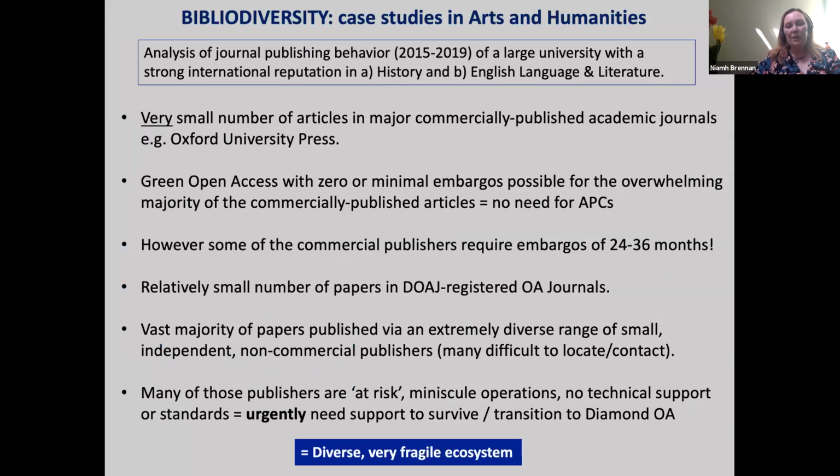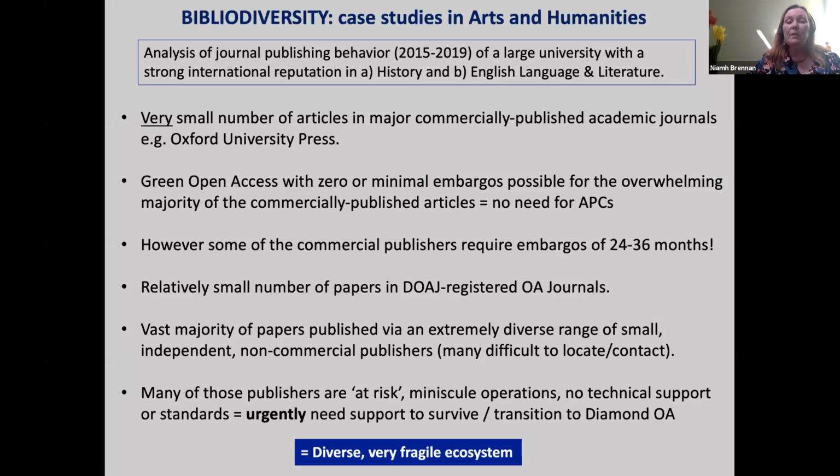Very quickly, I wanted to mention something about bibliodiversity. A case study that I looked at in Arts and Humanities recently showed some information that actually surprised the people themselves who are working in this area. We discovered in a study of history and of English language and literature, by using the CRIS system, which is the only way that we're going to find this information on the landscape, right? You're not going to find it in Scopus or in Web of Science because they don't cover the journals, right? So we discovered that a very small number of articles are published in the major commercially published academic journals like Oxford University Press, right? So this is specific to our area. I'd love to see other people doing this, right? And comparing their findings in these areas on the ground.